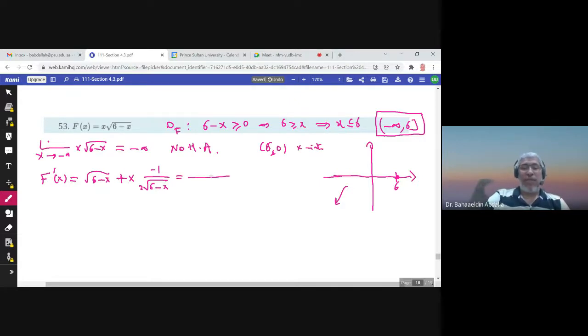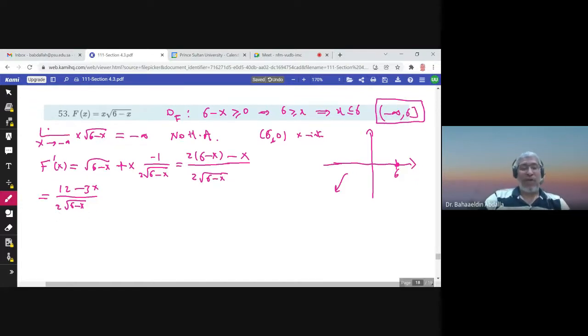So let me add these two fractions. So I'll have 2 times the square root of 6 minus x, and here 2 times square root of 6 minus x times square root of 6 minus x. I will have 6 minus x plus negative x or minus x. So 2 times 6 is 12, minus 2x minus x is minus 3x over 2 times square root of 6 minus x. So this is f capital prime.